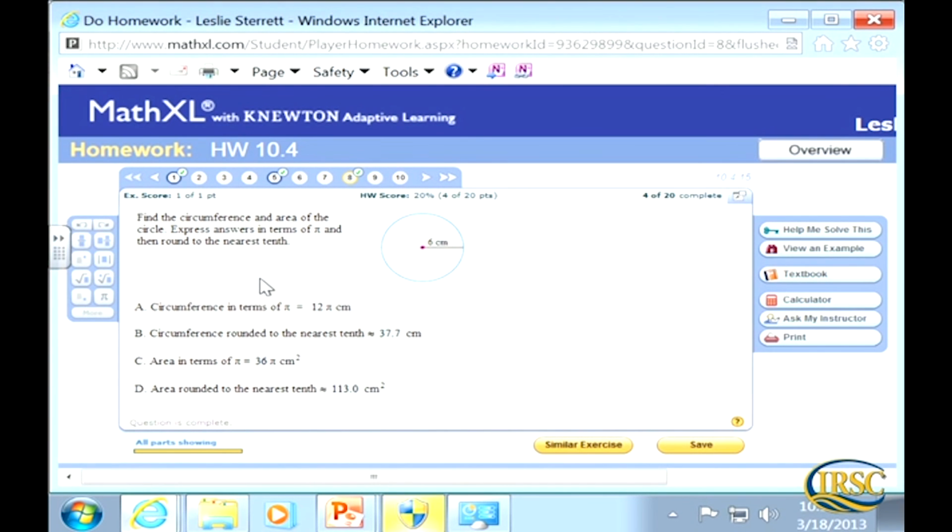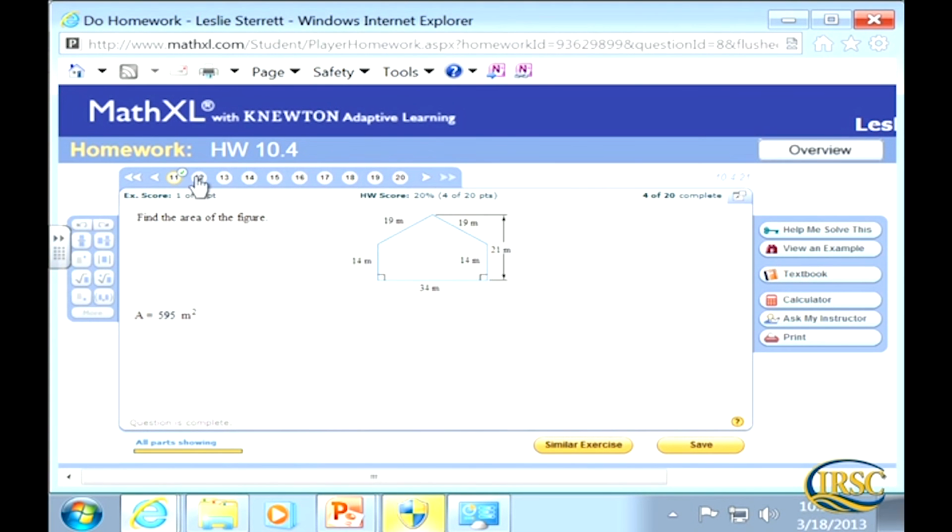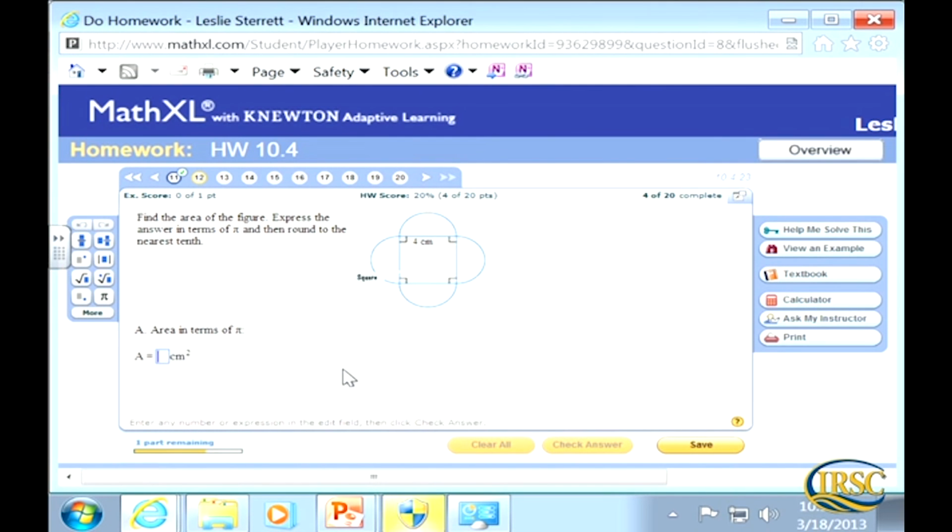All right, let's take a look at something like this. It wants you to find the area of this figure. Express the answers in terms of pi and then round to the nearest tenth. So notice that it tells us that that middle figure is a square. And then it has 4 semicircles around it. So in these pictures, you can assume that the edge of the other figure is the diameter of that semicircle.